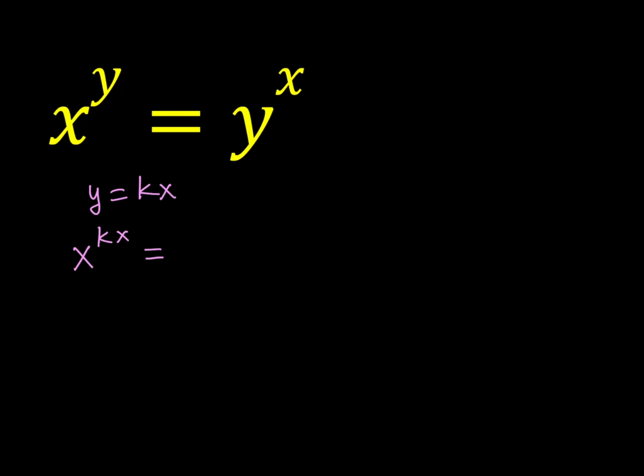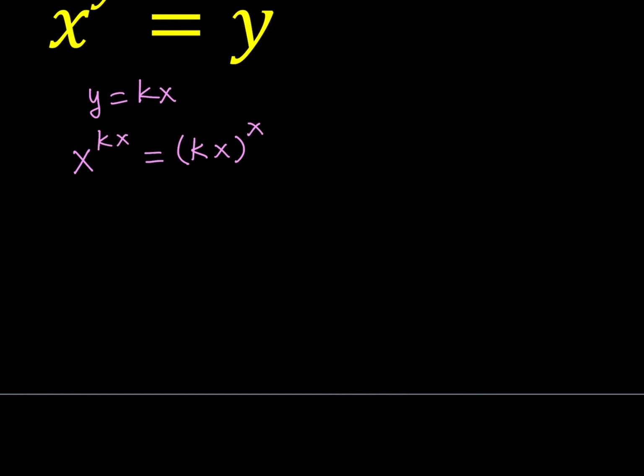Of course, I'm talking about under certain conditions here, so we don't violate any of the rules. First of all, I'm going to be raising both sides to the power of 1 over x so that I can get rid of the x in the exponent. That's going to give me x to the power k is equal to kx, which is fairly simple. Divide both sides by x, and you get x to the power k minus 1 is equal to k.